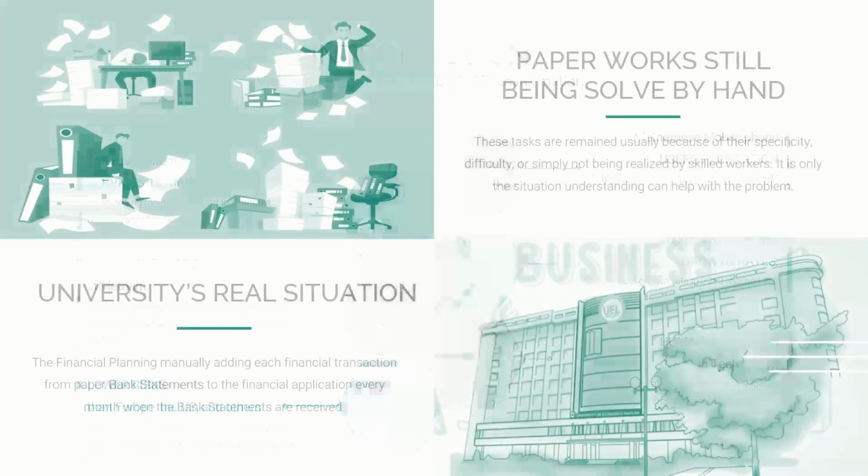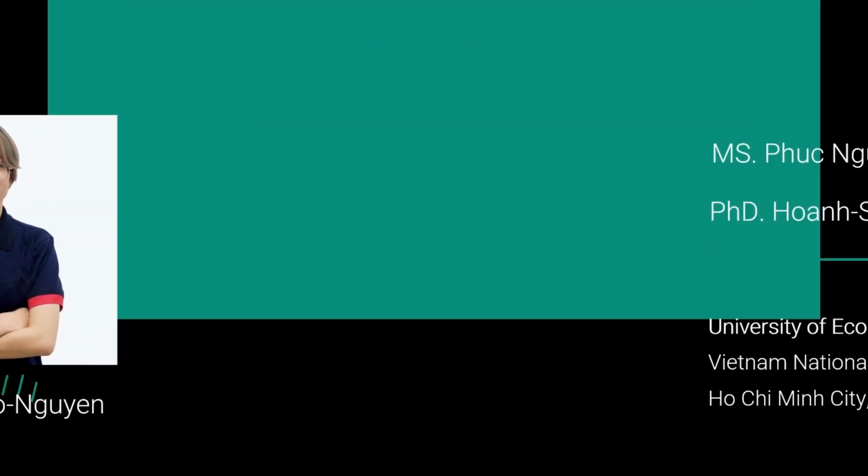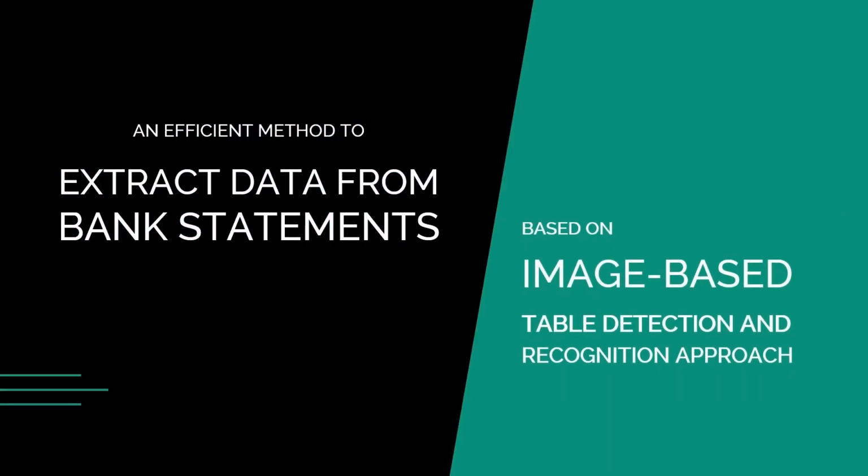So the rise of digital transformation in Vietnam is hardly denied, but not every organization can keep up with the transition. There is also office work that's still being done by hand, which remains usually because of its specificity, difficulties, or simply not being realized by skilled workers. This situation has been found in a Vietnam university by conducting quick surveys of the financial planning divisions. So that's why we from the Vietnam National University are here to present the topic, an efficient method to extract data from bank statements based on an image-based table detection and recognition approach.